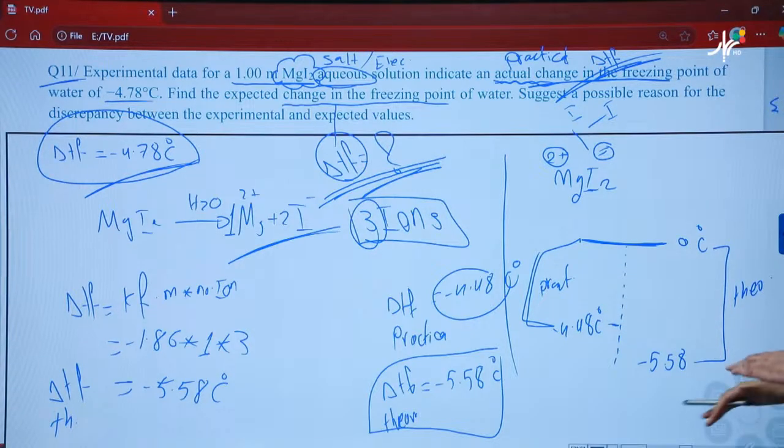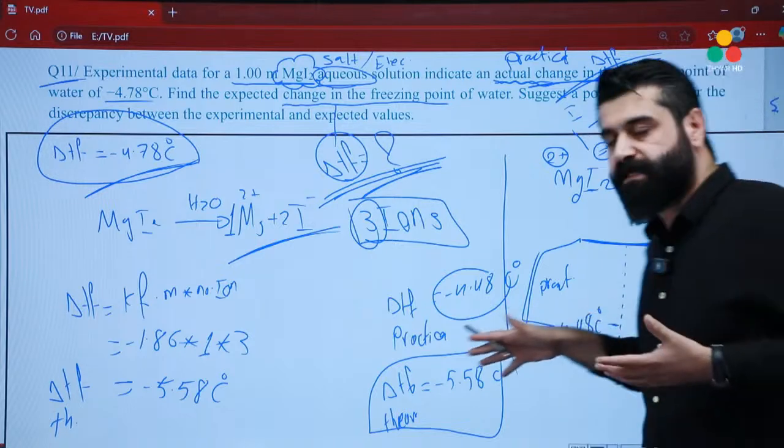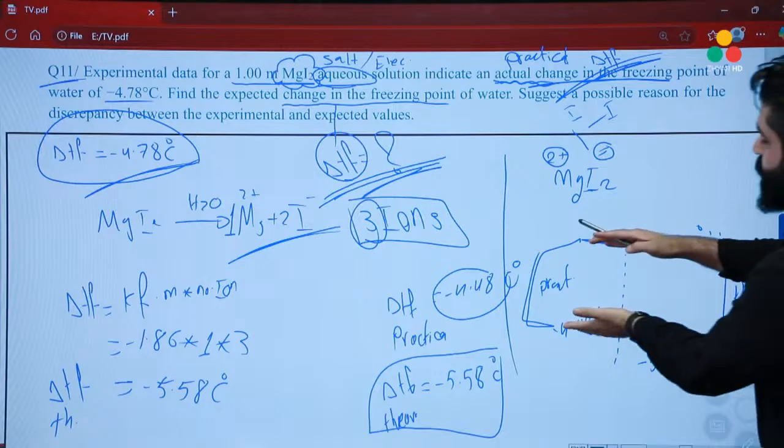Now, which one has a greater change? Which change is greater, the theoretical or the practical? Look, this is the theoretical change. This is the practical change.